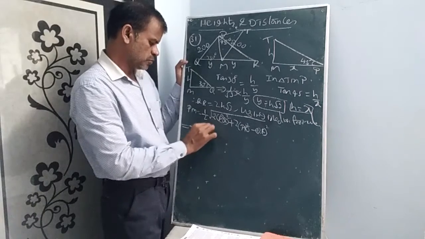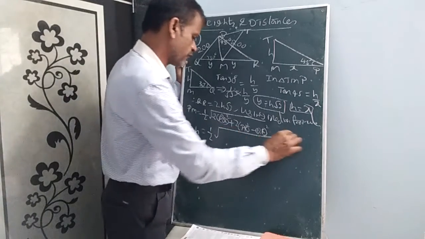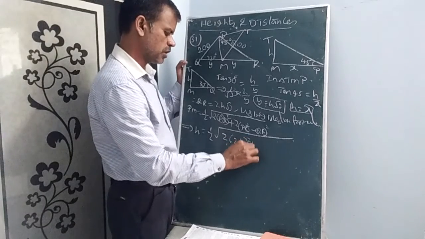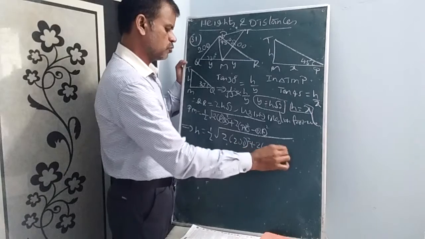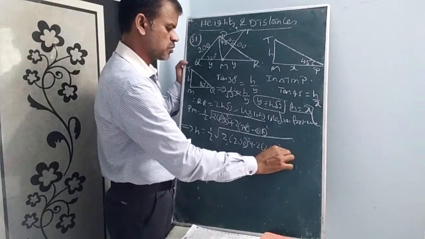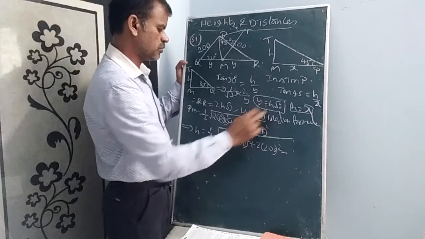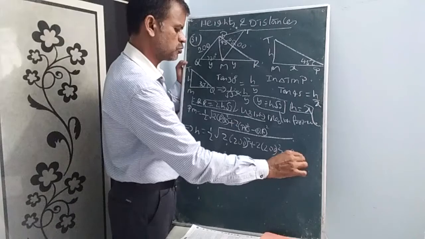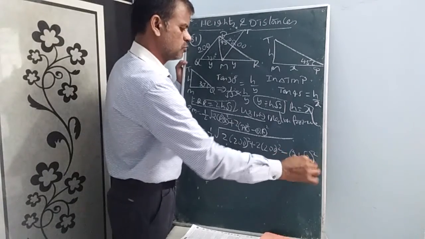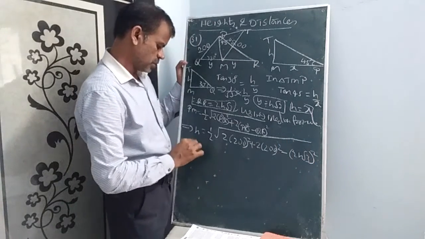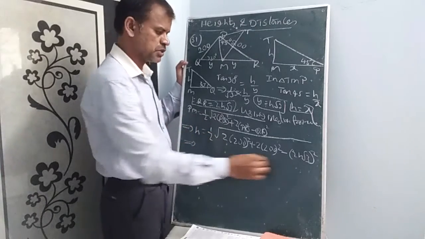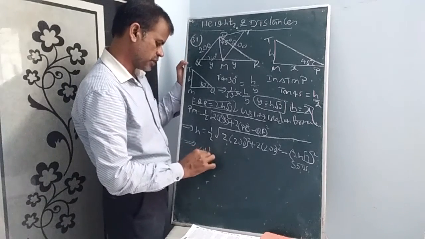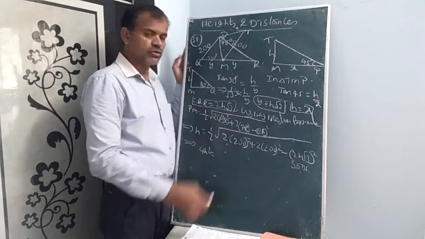H is equal to 1 by 2 into square root of 2 into PQ, meaning 200 whole square, plus 2 into 200 whole square, minus QR. Here we got QR as 2H root 3, so substitute the value 2H root 3 whole square. Taking the 2 to this side and squaring both sides, we get 4H square equal to 2 into 200 whole square.